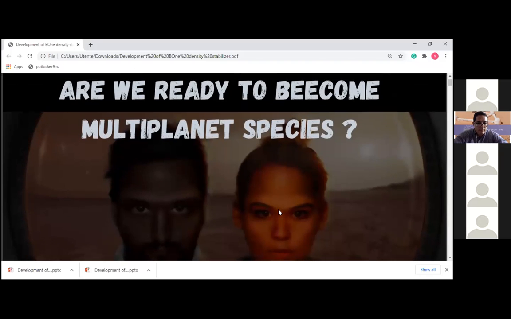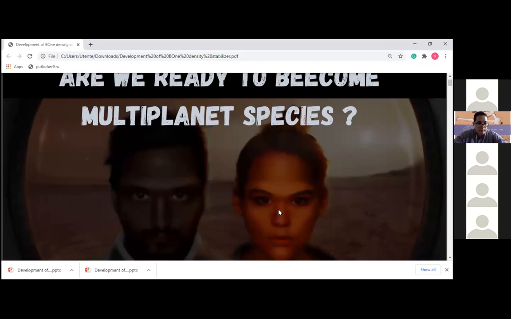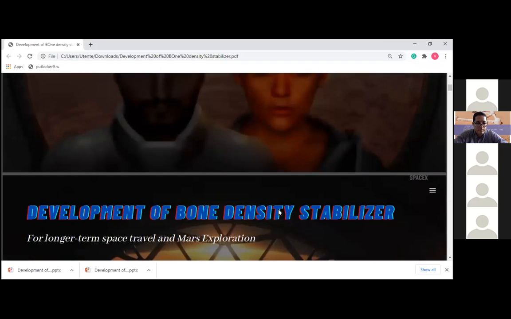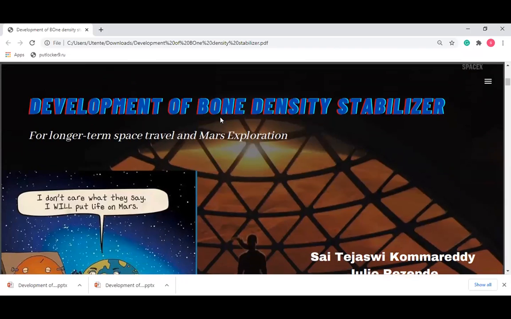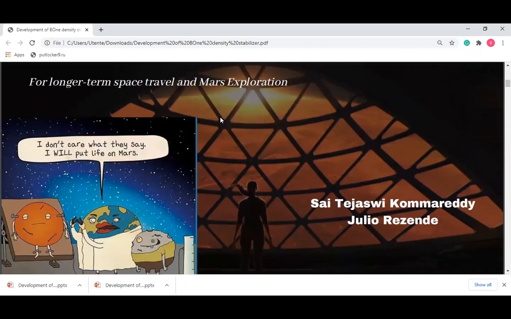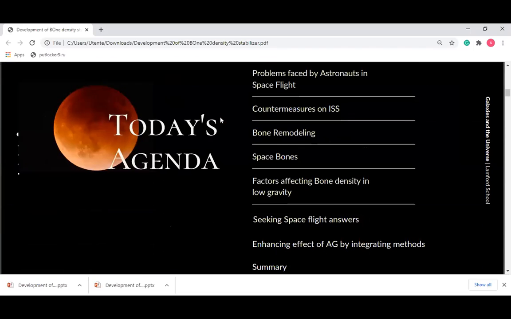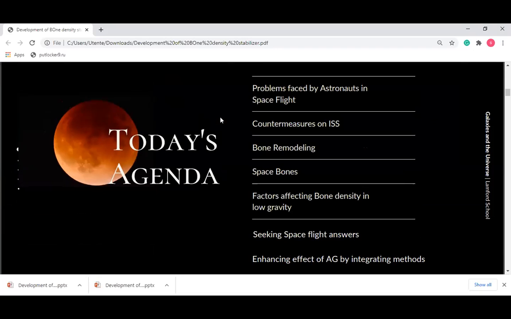Yeah. So basically, we are aiming for the Martian habitat. The main thing, if we go to space, is that the major disadvantage is the bones get less dense. Astronauts face various troubles like bone fractures, and there are some diseases, like Wolff's disease. So what are the problems faced by the astronauts?